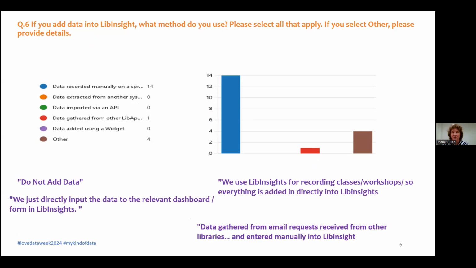So the next question then was to try and see how people are adding data into LibInsight, if they are, what methods do they use? So there's quite a selection of methods. I think the first one was, a couple are not quite clear, but it's data recorded manually in a spreadsheet or other document and entered manually into LibInsight, and data extracted from another system to a spreadsheet and imported to LibInsight. Data imported via an API, data gathered from other LibApps tools, for example, LibAnswers, or data added using a widget.